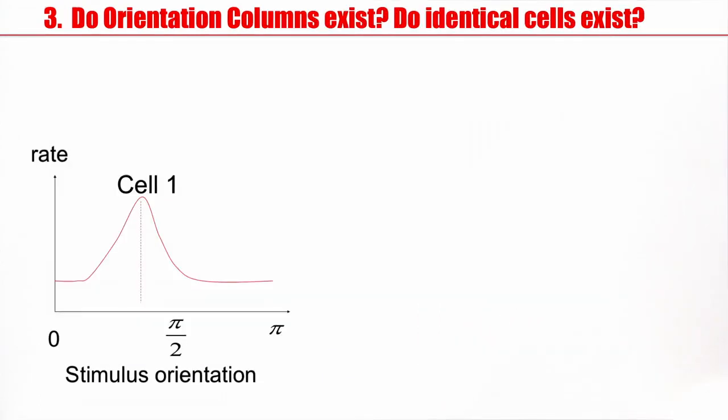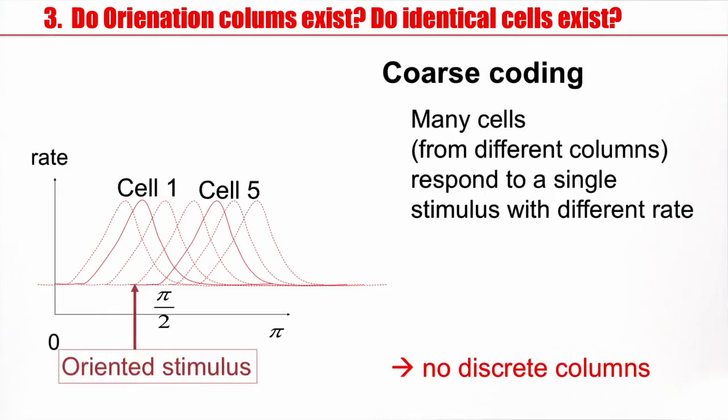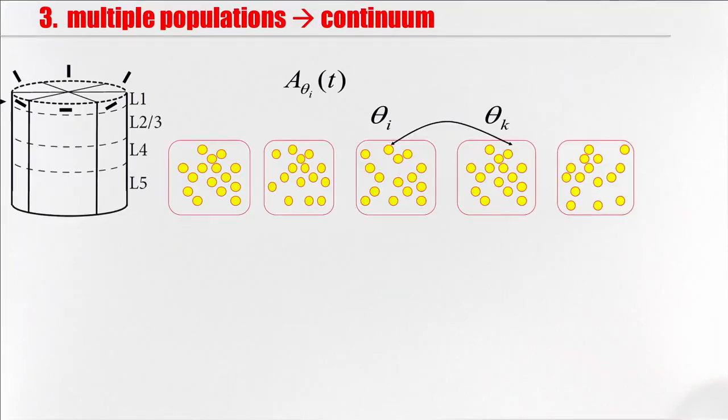Now if I give a certain stimulus, for example, at this location here, different cells will respond. There's a response from this cell, it will be that much. There is the response of this cell here, which responds this much. There's the response of this cell here, which responds that much. So many cells from different columns or with different preferred orientation respond to a single stimulus with a slightly different rate. So in a way, this idea of discrete columns is a bit misleading.